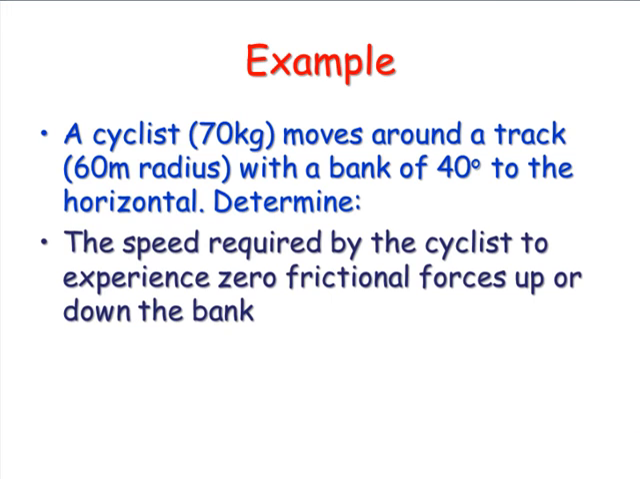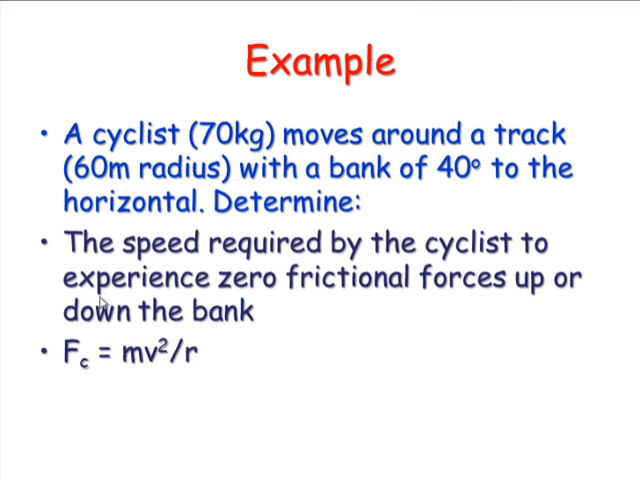Okay, second question. What speed would be required so that there was 0 frictional force up or down the bank? That is, so that the cyclist wouldn't be tempted to move up or down, or be pushed up or down by going either too fast or too slow. At the exact right speed, the cyclist would just move around the bank at the same level.